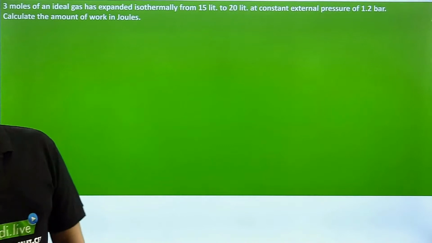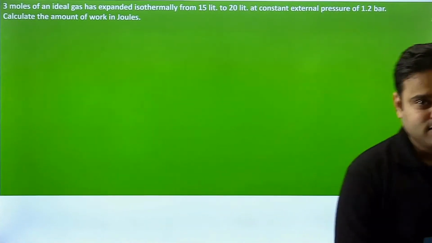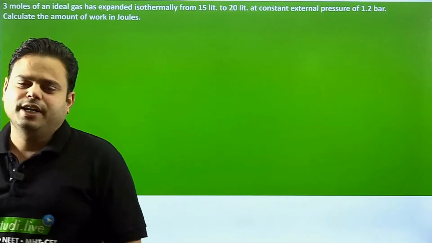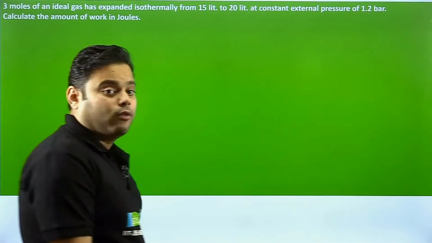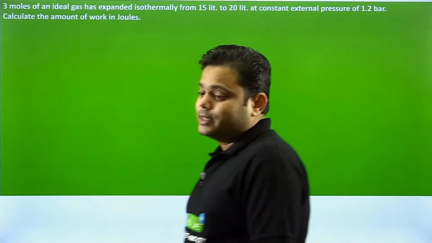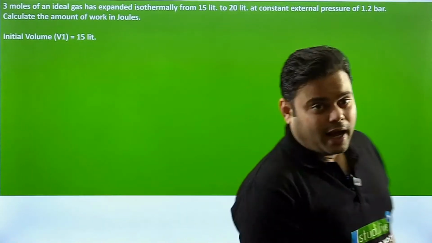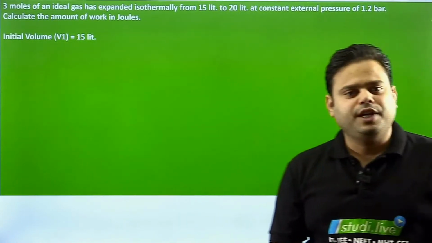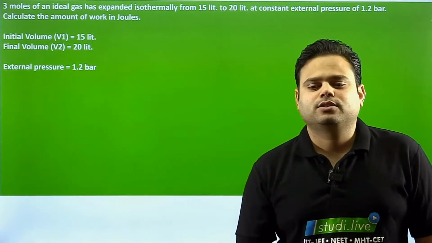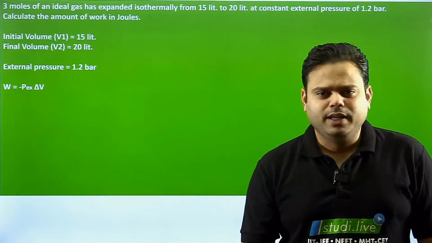What do we have to calculate? We have to calculate how much is the work performed by the gas when it is expanding from a volume of 15 liters to 20 liters, means it is expanding by a volume of 5 liters. So here, on reading the sum, we know that change in volume is 5. Okay, now let us have a look. Initial volume is 15, final volume is 20, external pressure 1.2 bar and 1.2 atmospheres, both mean the same.